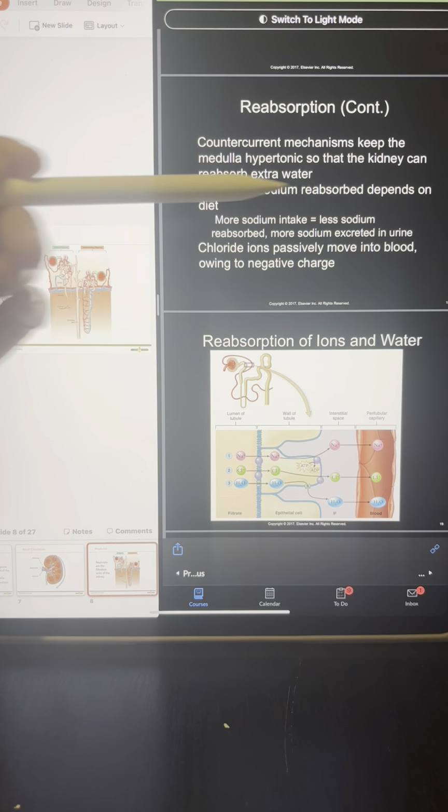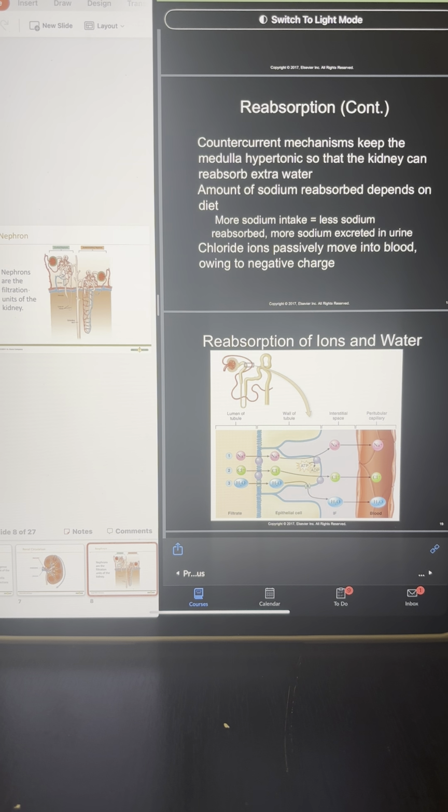Amount of sodium reabsorbed depends on your diet. More sodium intake equals less sodium reabsorbed. More sodium excreted in the urine. Chloride ions passively move into the blood owing to negative charge.